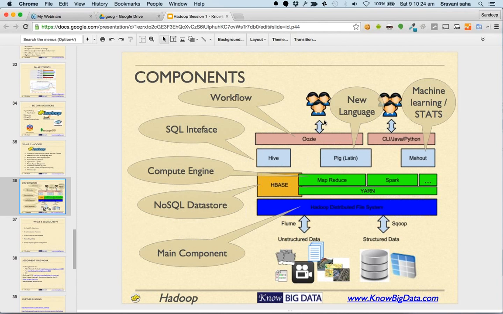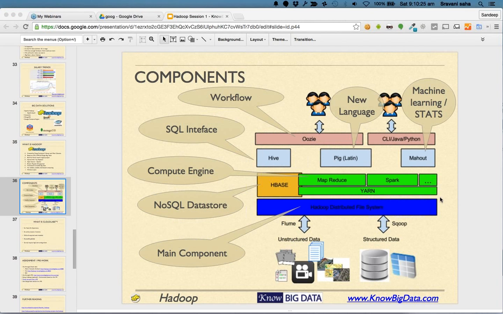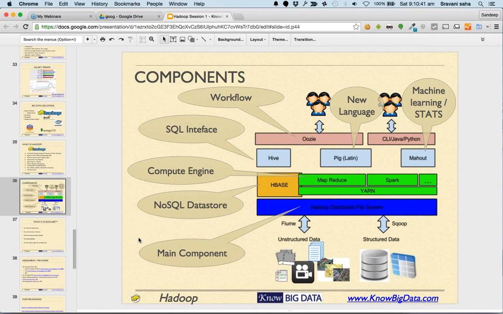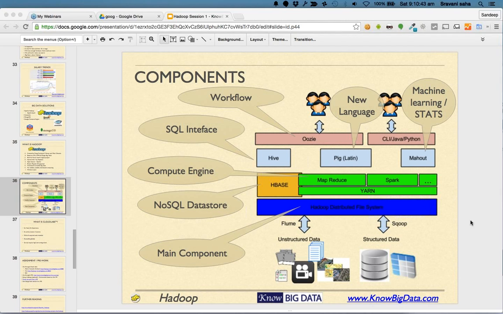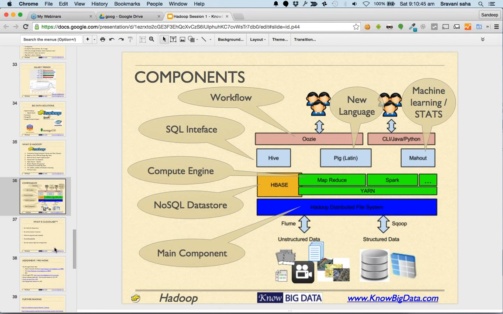All right, we have 50 minutes now, and we will go into the full ecosystem of Hadoop. If you have any questions at any point of time, feel free to ask. This is a little intensive.